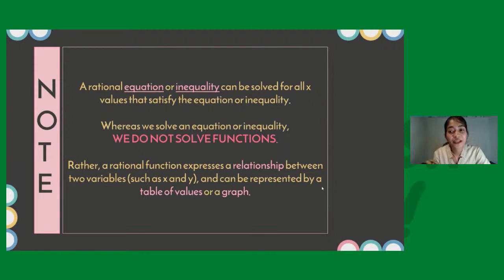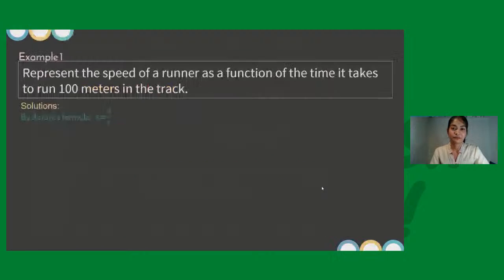So what we do is we express a relationship between two variables such as x and y, which can be represented by a table of values or graph. So instead of solving for rational functions, we just represent it using table of values or graphs or even equations. Again, we can solve rational equations and inequalities, but we cannot solve rational functions. We just represent it using table of values, graphs, and equations. Okay, so for you to understand that better, let us have this example.